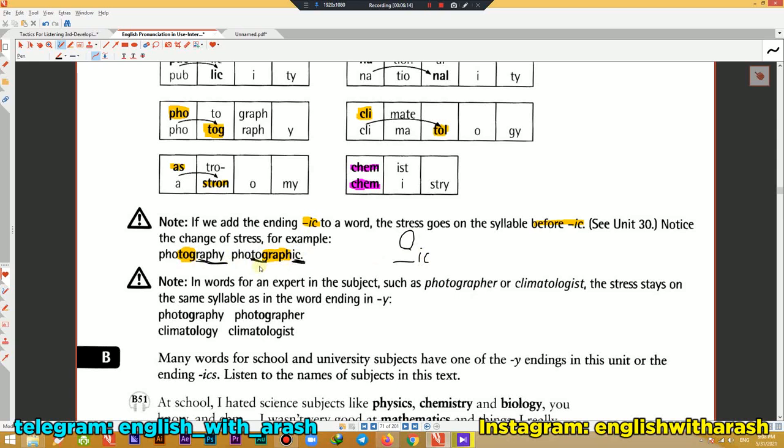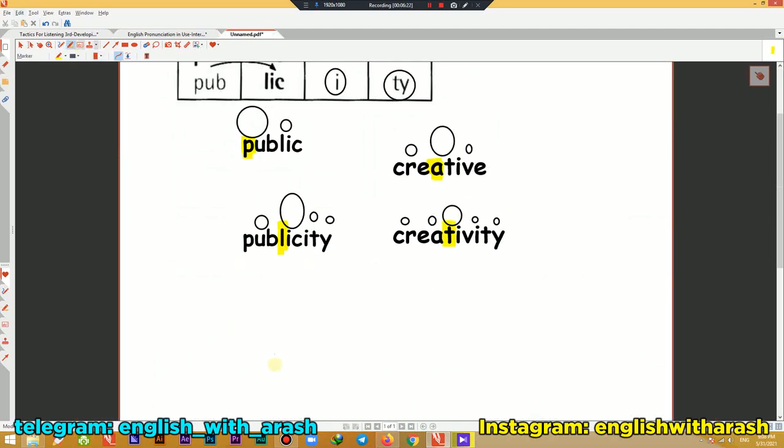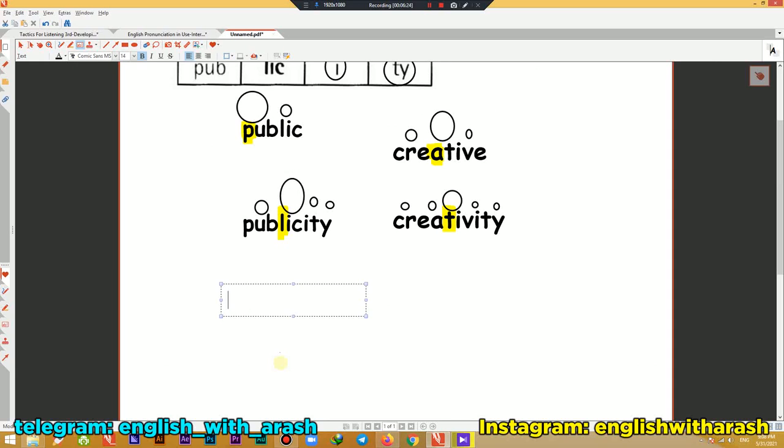Photographic. Very good, E.S.H. Let me write it for you. A good example, one of the students. You don't see if you are watching from Telegram, but I write for you. One of the people typed for us.